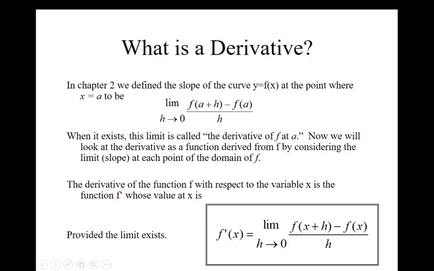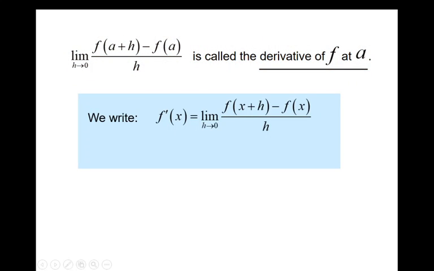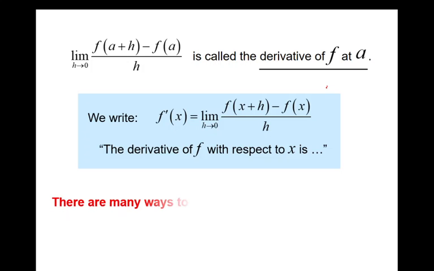This right here is what we call the definition of the derivative. The limit as h goes to 0 of f of a plus h minus f of a over h is also called the derivative of f. We write it as f prime of x. So this is what we call the derivative of f. When we start talking about this derivative, there's a lot of notation that goes along with it. So first thing we're going to do is talk about that.